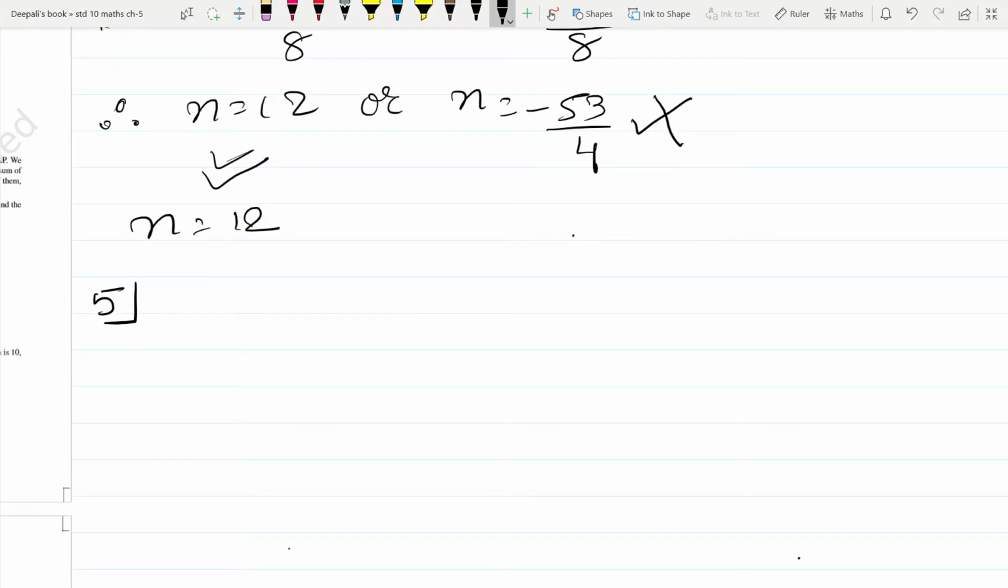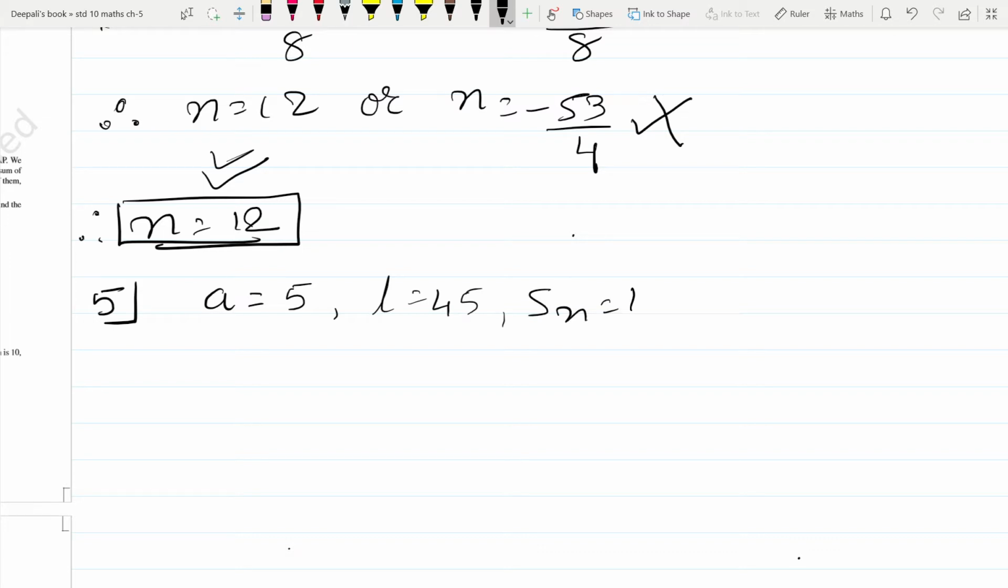Question number 5. The first term of an AP is 5 and the last term is 45 and the sum is 400. Find the number of terms and the common difference. Very simple. It is A is equal to 5, L is 45, Sn is equal to 400, N is equal to how much and D is equal to how much.